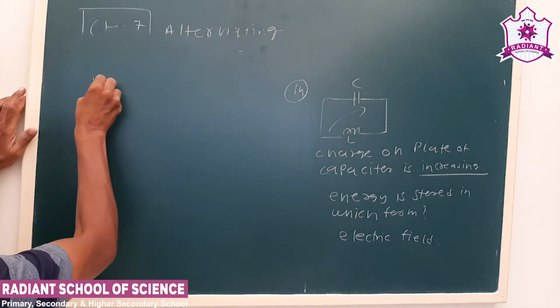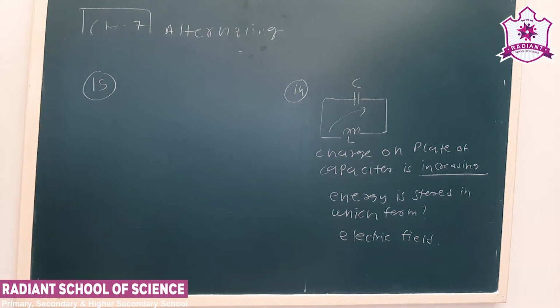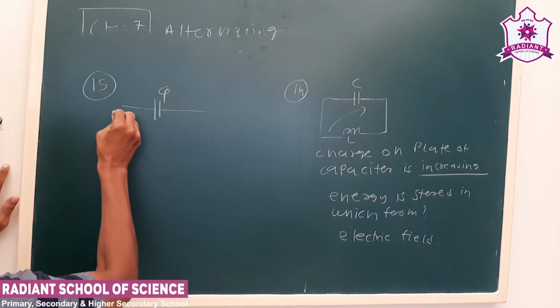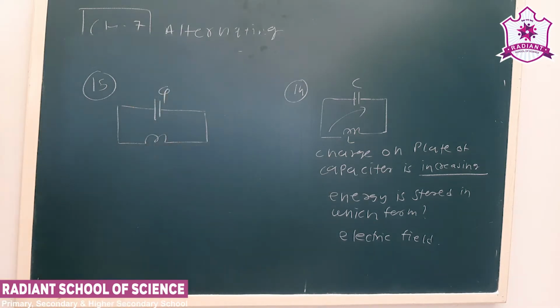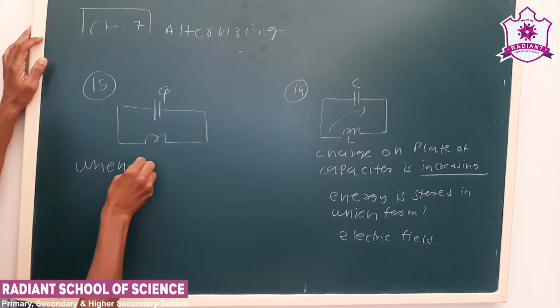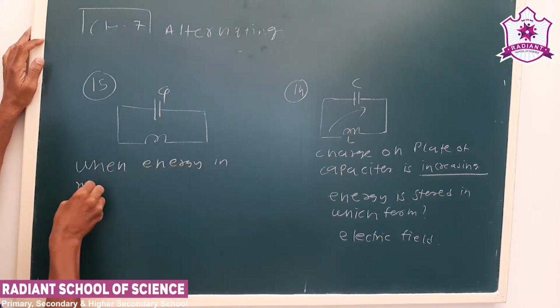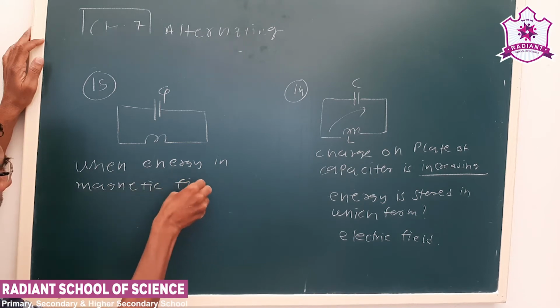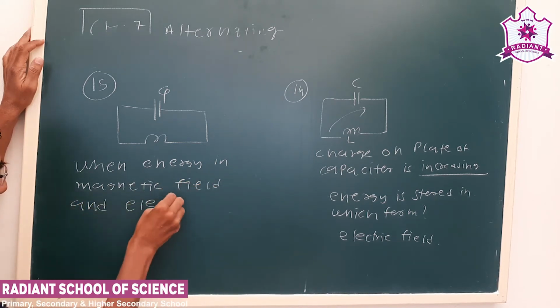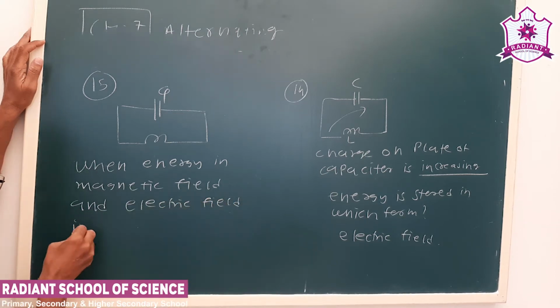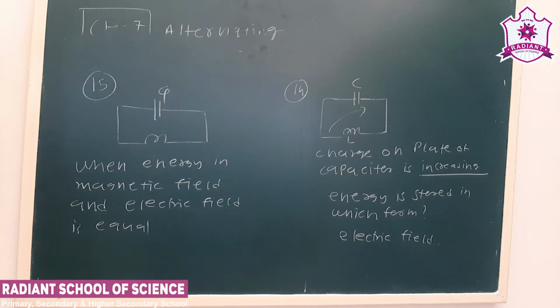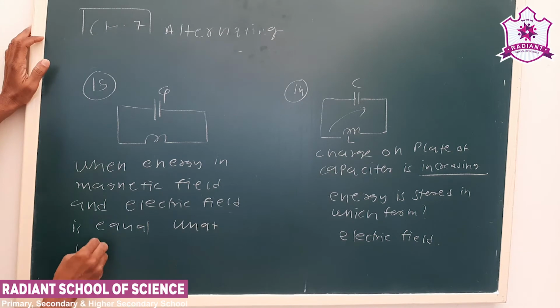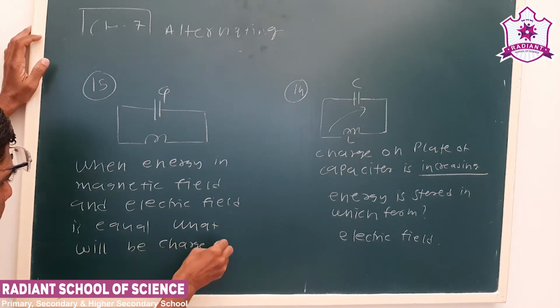Okay, this one is interesting. Now in LC oscillating circuit, the maximum value of the charge is Q. Now when magnetic field and electric field energies are equal, okay, the condition says that when the energy in the magnetic field and electric field will be equal, what will be the charge on a capacitor?